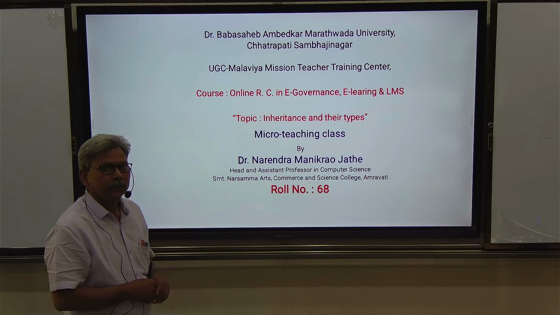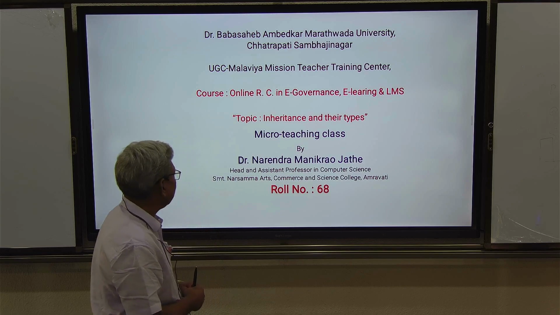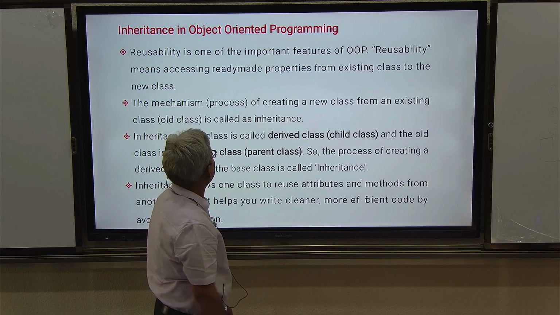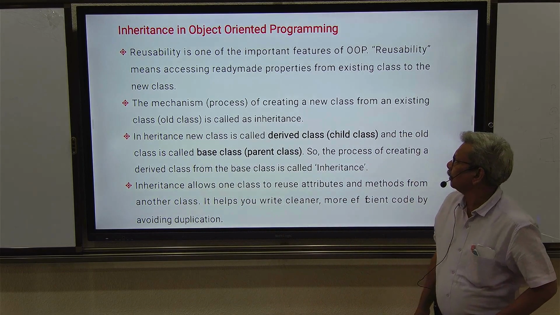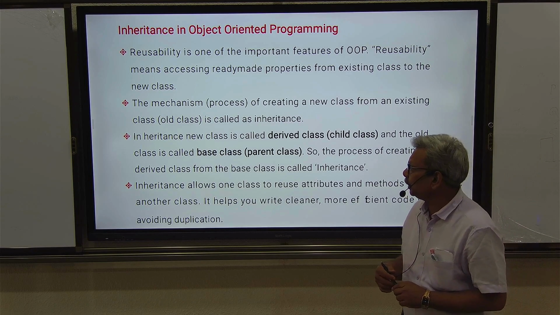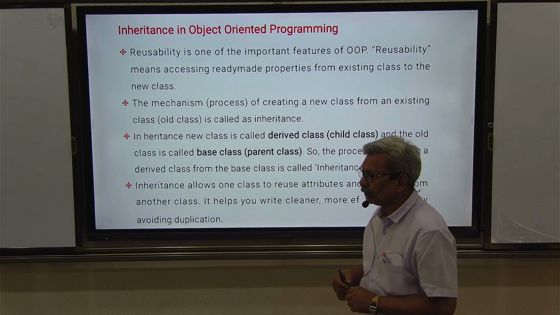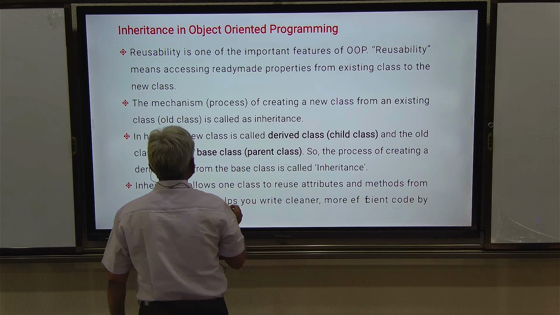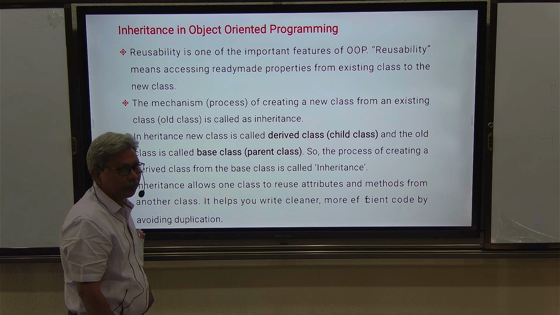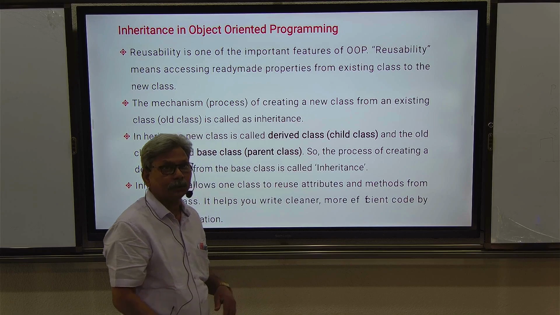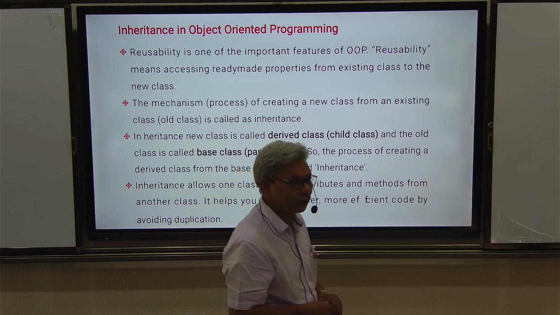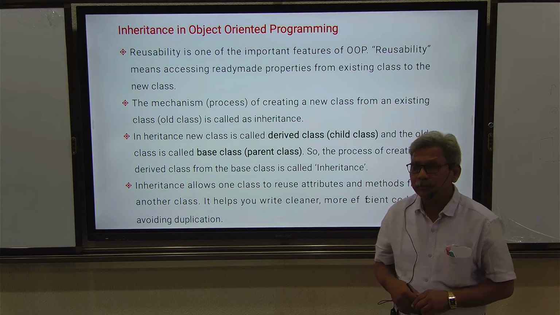Today, in micro teaching class, my topic is inheritance and its types. Reusability is one of the important features of object-oriented programming. Reusability means accessing ready-made properties from an existing class into a new class. The mechanism, that is, the process of creating a new class from an existing class, is called inheritance. In inheritance, the new class is called the derived class and the old class is called the base class.